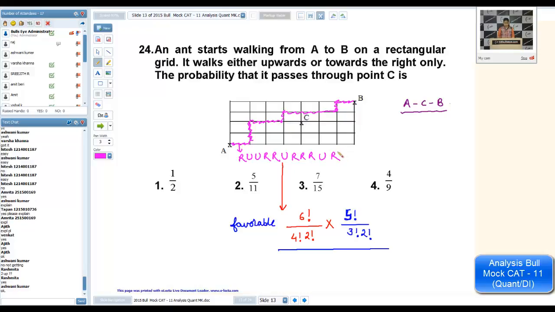Are you getting me? So from A to B, we have to take 7 rights and 4 ups. So the arrangement of 7 times R and 4 times U is this. Now you can solve it. You can find the probability. You got that? All of you? Okay. It was a nice question, nice concept. I think in 2005, we had 2 questions on the same concept. Okay, let us move.